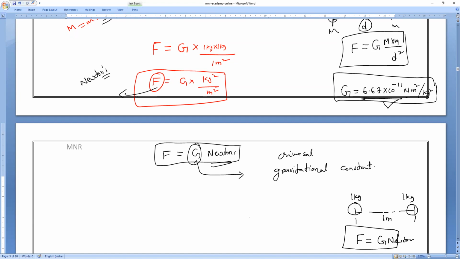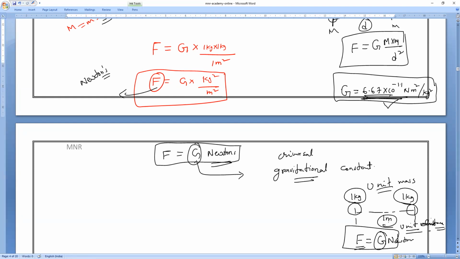G newtons: the gravitational force of attraction between two bodies, each of how much mass, everybody? 1 kg mass. That is what we call unit mass, and separated by what distance, Laksha? 1 meter distance. Means unit distance. So if two bodies of unit mass are separated by unit distance, then the force of attraction between them is G newtons. That is what is called G. That value is 6.67 into 10 power minus 11 Newton meter square per kilogram square.